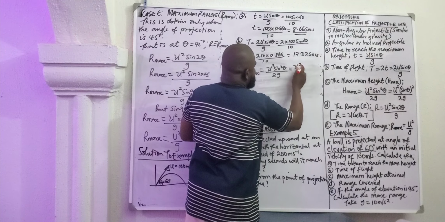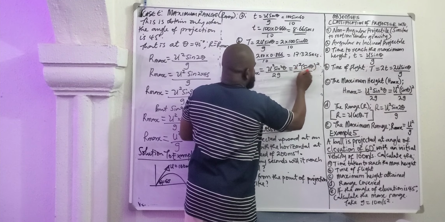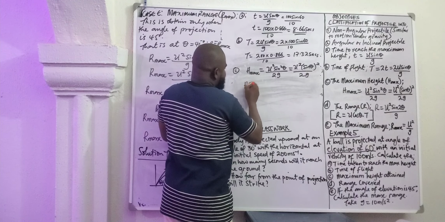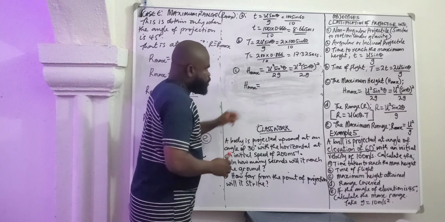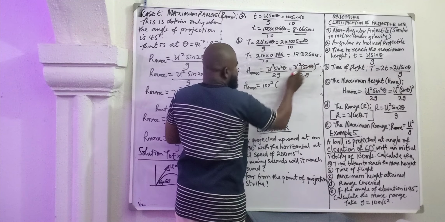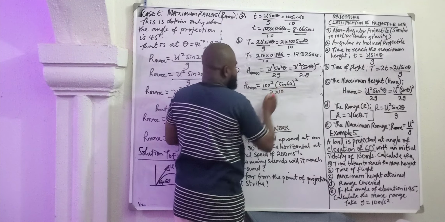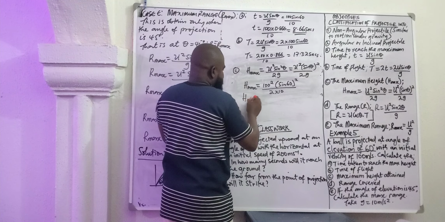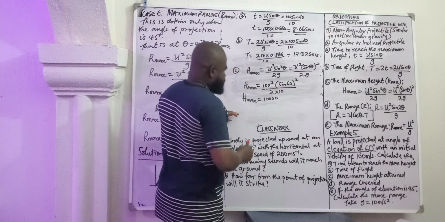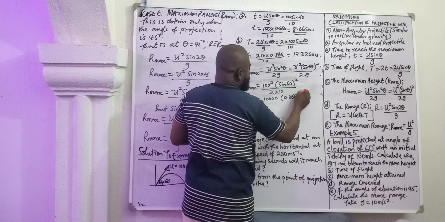So I will use this: sine squared theta will now be expressed as (sine theta) all squared over 2g, so that my substitution will be easy for me and everyone who may have problems with maths. So if we substitute our values, u is 100, so we have 100 squared, sine 60 all squared, divided by 2 times 10. This gives me that h max is 100 squared, that's 10,000, sine 60 is 0.866, all squared.